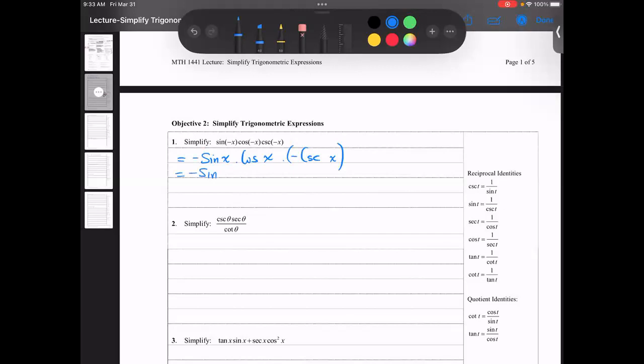So negative sine x. Negative times negative becomes positive. Is that okay? Can I just remove that? Times cosine x. Cosecant is the same thing as 1 over sine x, yeah? Sine x cancels. So it's equal to cosine x. Why don't you guys try number 2?